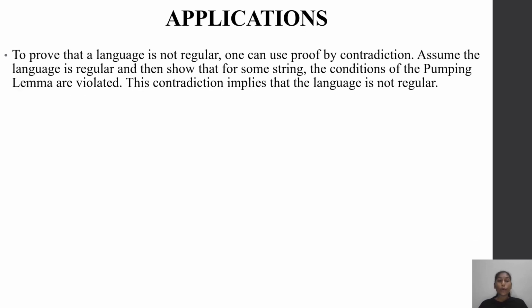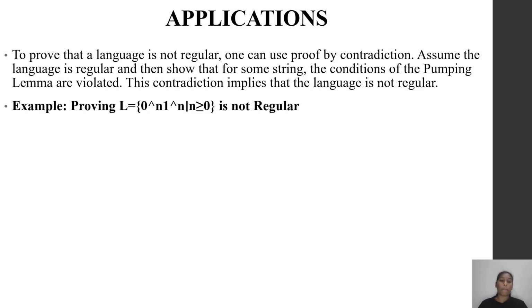Applications. To prove that a language is not regular, we use the method of contradiction. That is, firstly, we assume that the language is regular and then show that for some string the condition of pumping lemma is violated. This contradiction implies that the language is not regular. Let us see with an example.